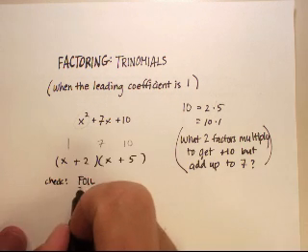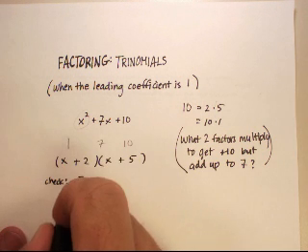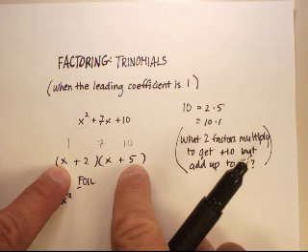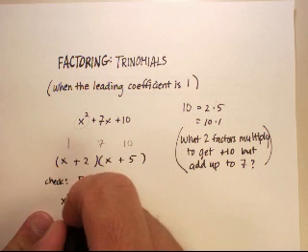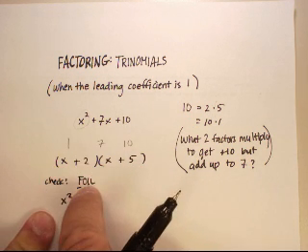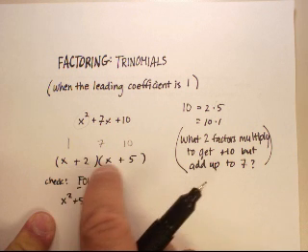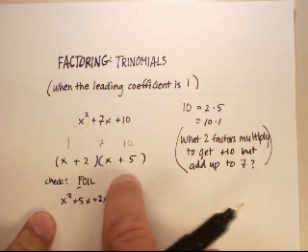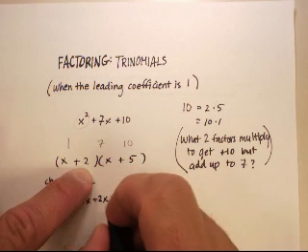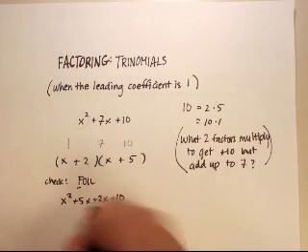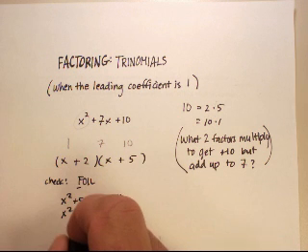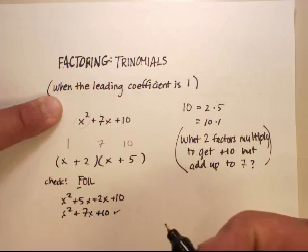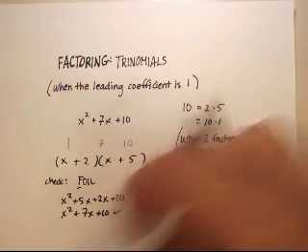What does that mean? You multiply the two first terms, so x times x. You multiply the two outside terms, so x times 5. The two inside terms, 2 times x, again plus. And finally, the two last terms, 2 times 5. Add your like terms, and you get x squared plus 7x plus 10. It matches up to here. Okay? Now that's a real simple example.